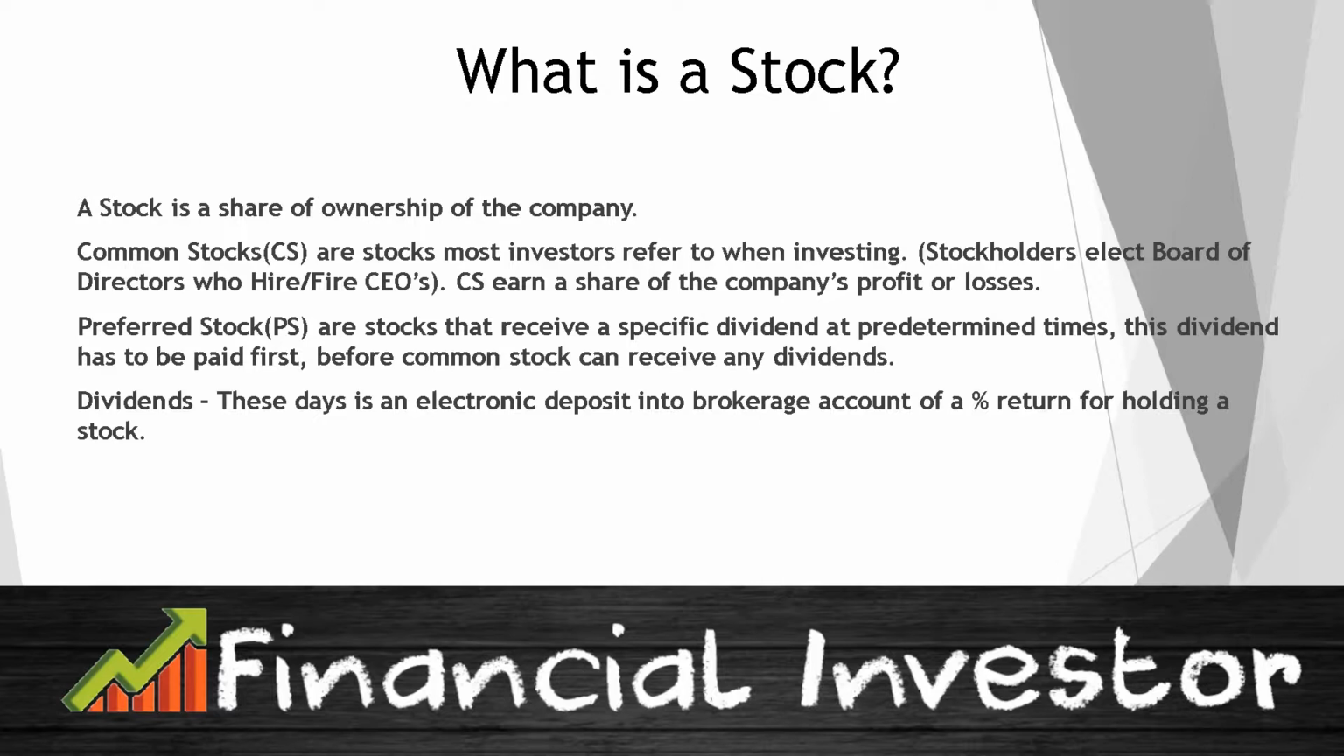And of course, these days dividends are most commonly an electronic deposit into brokerage accounts of a percentage return for holding a stock. As an example, if you have a share of Apple and it's $100 and it pays a dividend of 10%, 10% of $100 would be $10. Now that $10 dividend would be paid within a year. So $10 within a year, paid every quarter, would be $2.50. So that's just an example, and we will cover that in a future video.